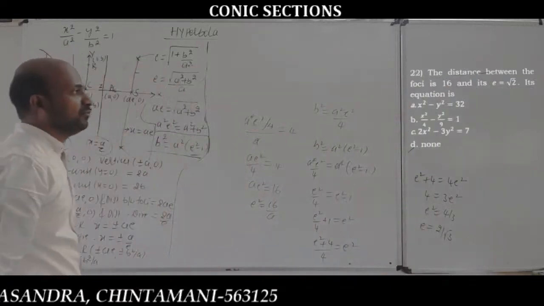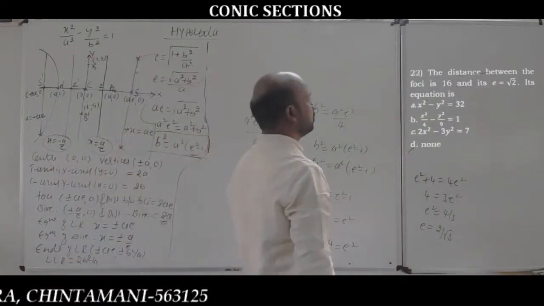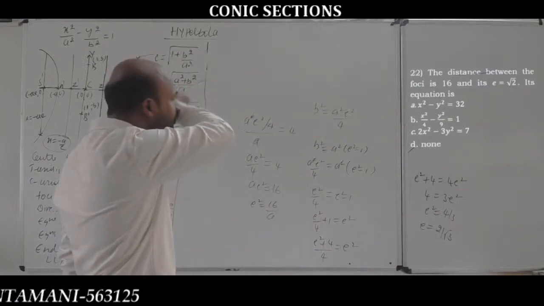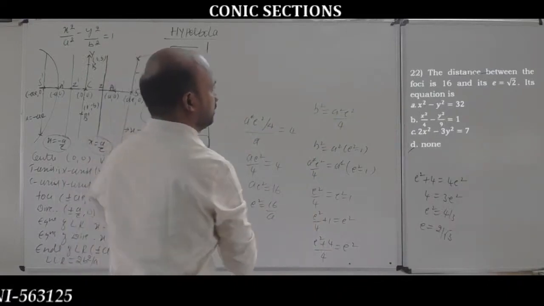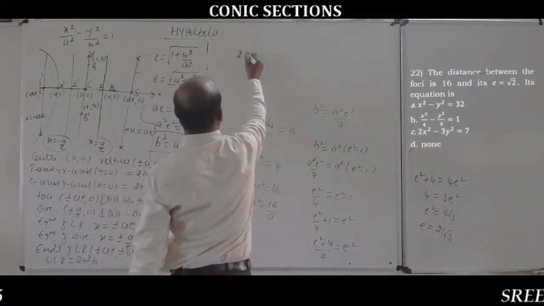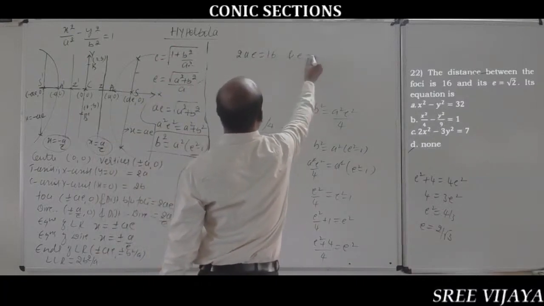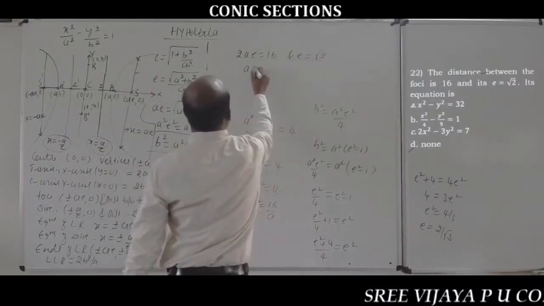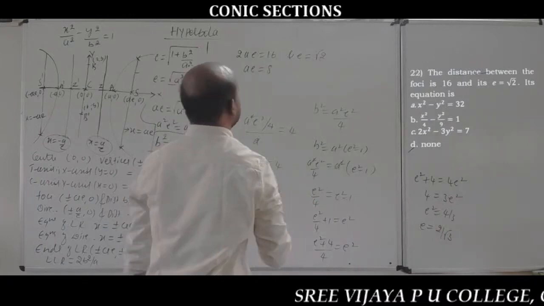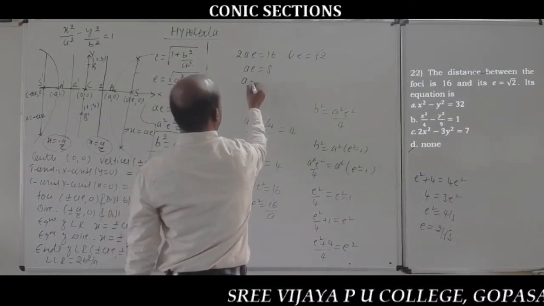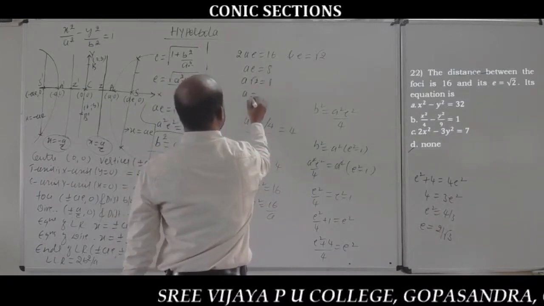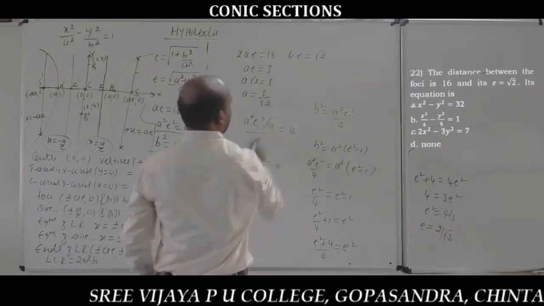The distance between the foci is 16 and the eccentricity is root 2. Its equation. Okay, easy, direct. 2a equals 16 and e is root 2. a into e is 8. So taking the e value, root 2 into a is 8. a is 8 by root 2.